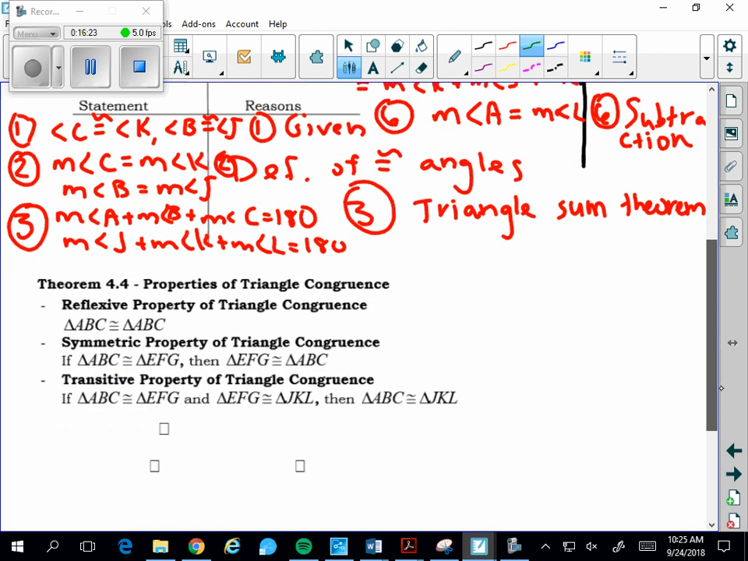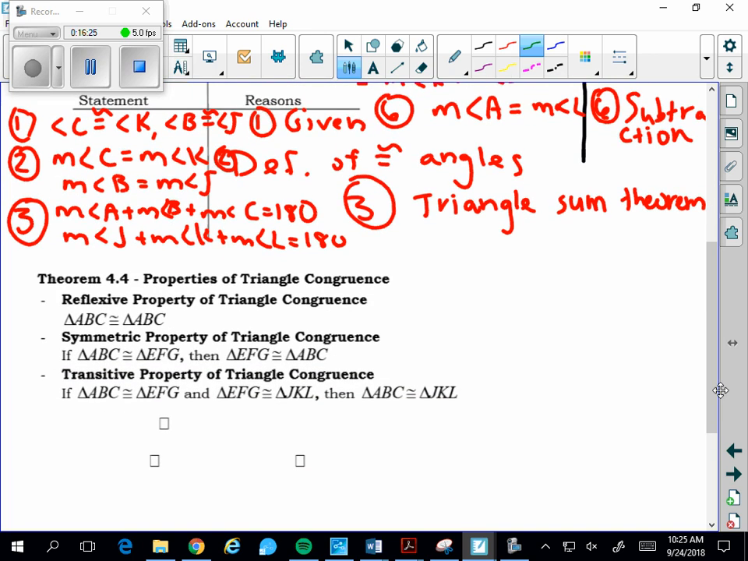The final thing on here are these different properties of triangle congruence that, once again, we will use in various different ways to prove that different triangles are congruent to one another. So we'll take a look at those next class. Again, don't let that proof scare you. We'll try to clear up some confusion.